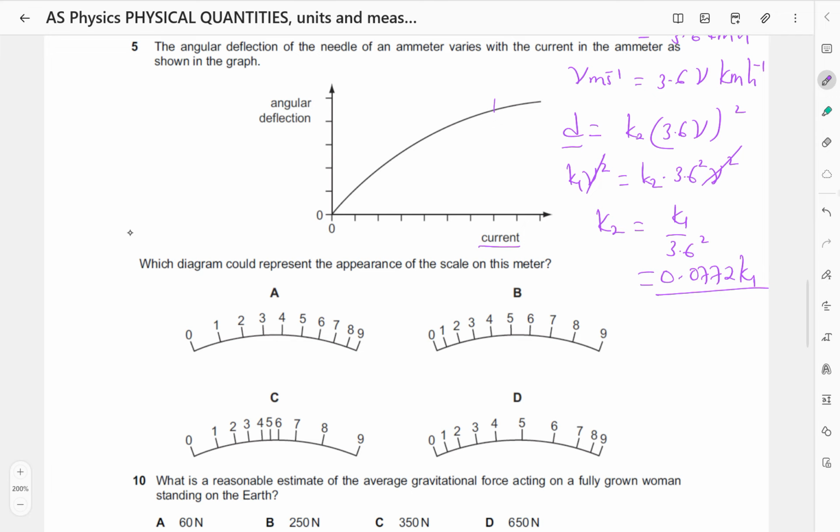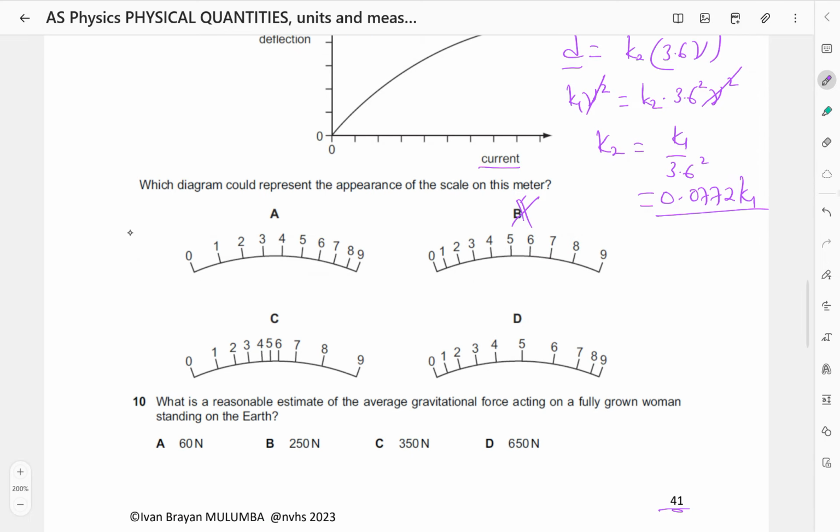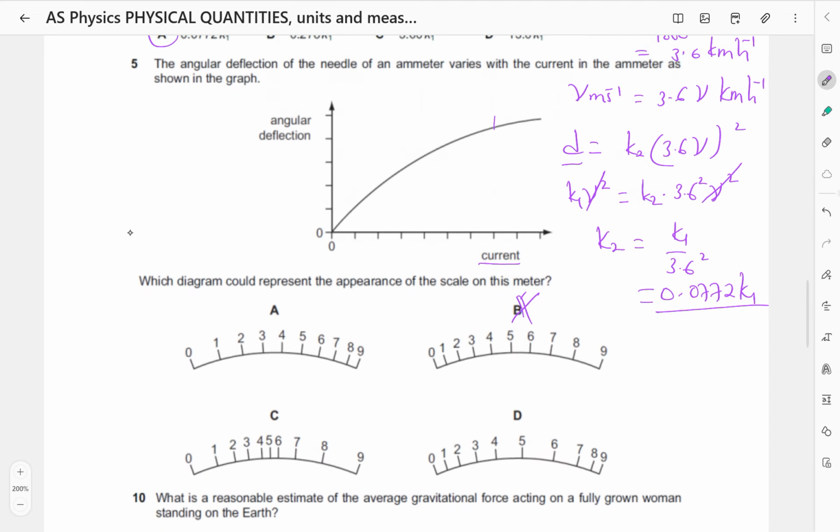It goes on decreasing. Now it means we cross out B because B is showing that the change in the deflection goes on increasing as the current increases. Then D is also wrong because it shows initially there is an increase, then a decrease, yet we see that there is only a decrease right from the start. The gradient goes on decreasing. So D is also wrong.